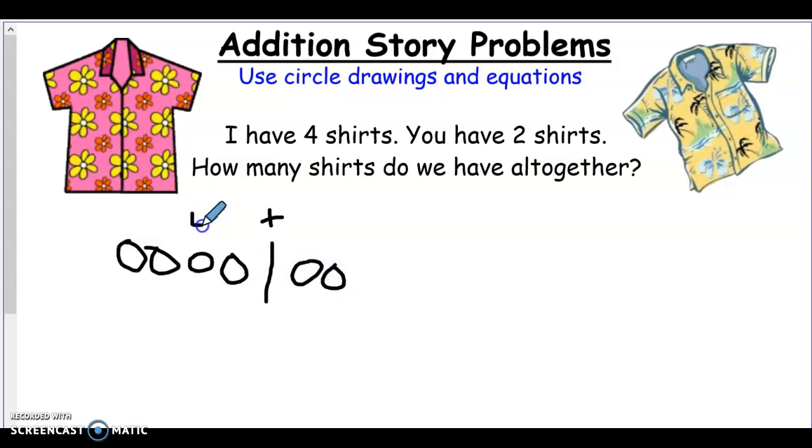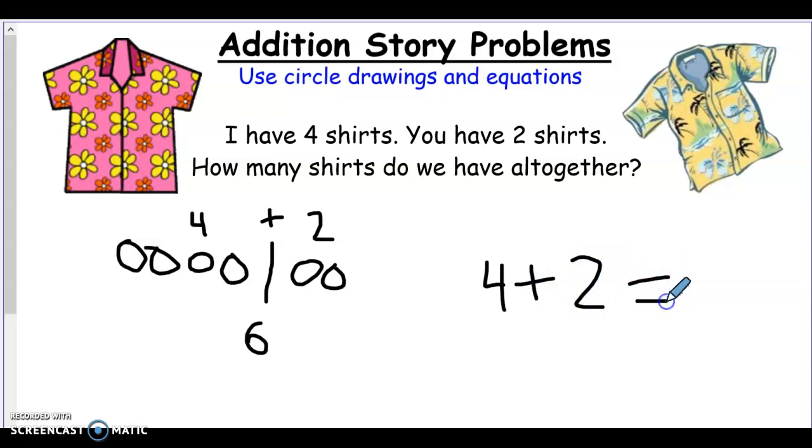Okay, we're going to write our equation up here. 4 of my shirts plus 2 of your shirts gives us how many? Well, let's count them. 1, 2, 3, 4, 5, 6. So our equation would look like this. 4 plus 2 equals 6. Now remember from our lesson yesterday that equals means it's the same value on each side. 6 and 6.